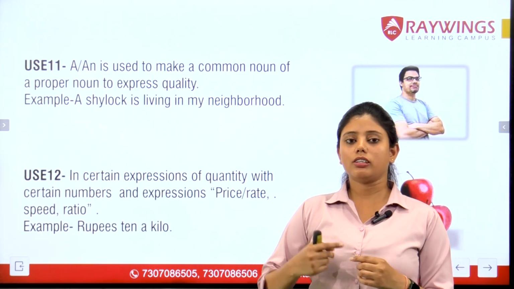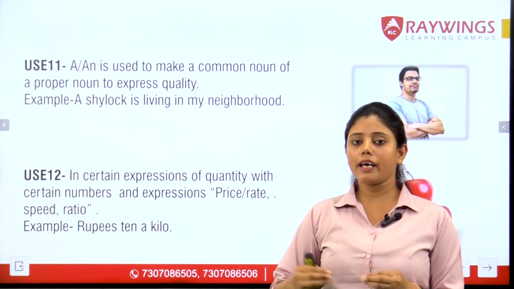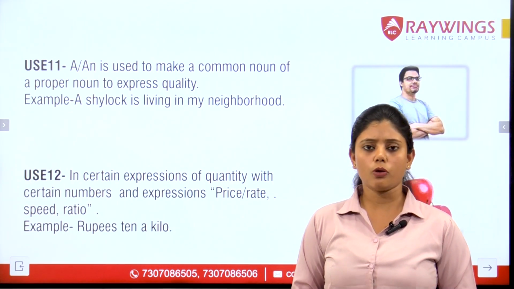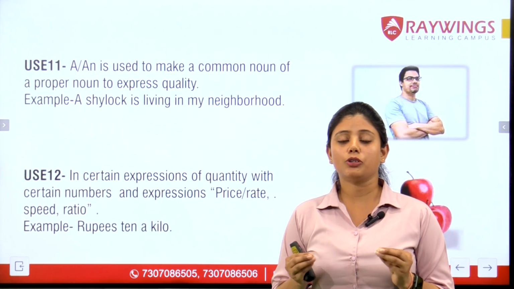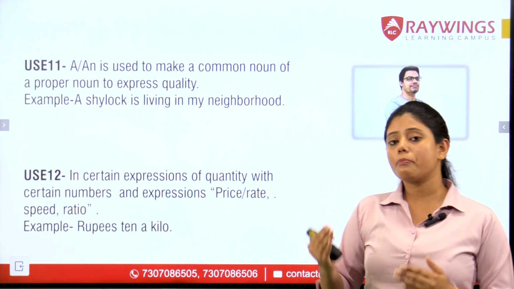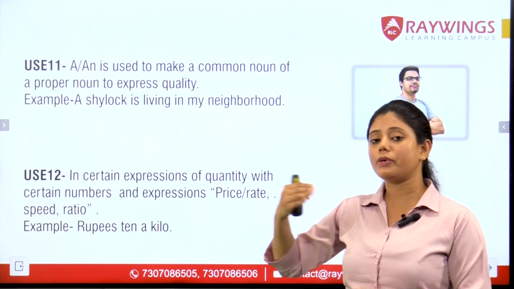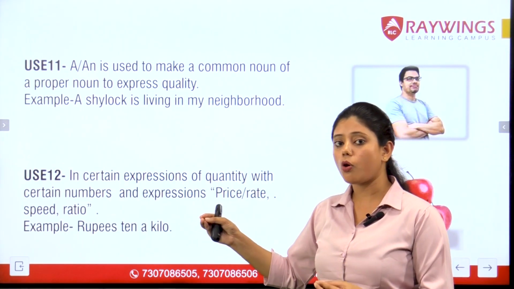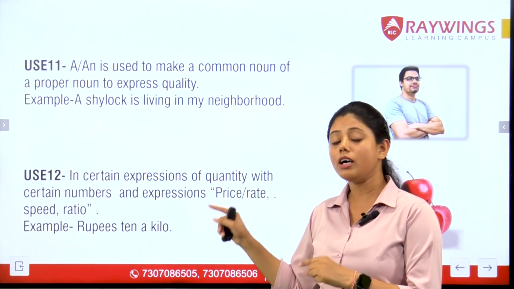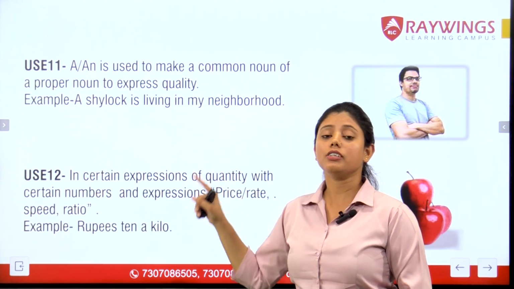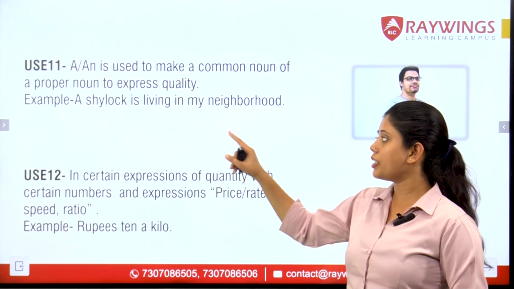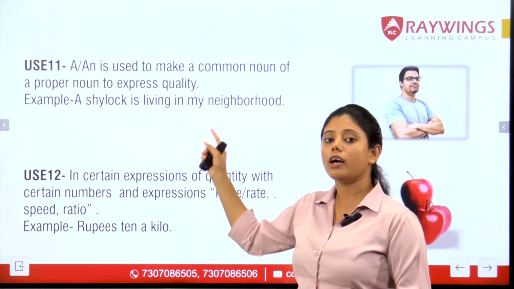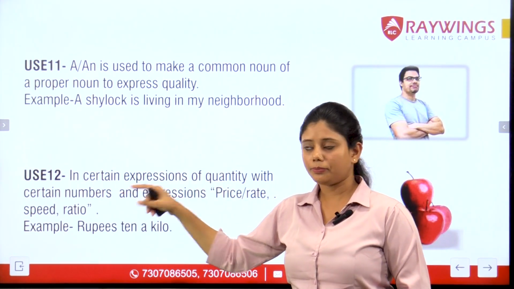In my neighborhood, I'm just determining a person by his nature. But I'm telling that that person is just like Shylock. Do you know who Shylock was? Shylock was a very cruel miser, right? And I'm comparing that cruel miser, Shylock, to the person who is living next to my home, right? So here Shylock is a proper noun, but by adding an article we are making it common, right? So the example is, a Shylock is living in my neighborhood. I'm making a proper noun Shylock common by adding an article.